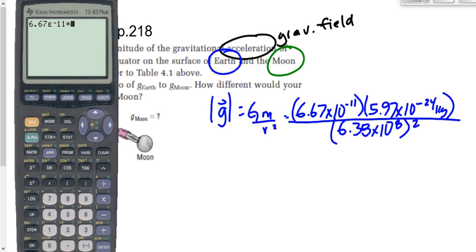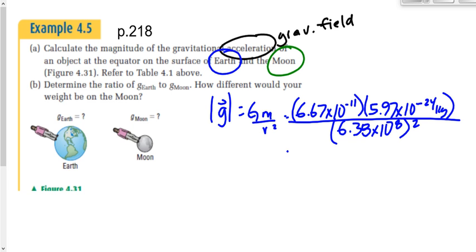6.67 times 10 to the minus 11 times 5.97 times 10 to the 24, divided by, let's do some brackets here, 6.38 times 10 to the 6, and we square that. We get 9.78. Does that seem reasonable? Sure. That's pretty close to 9.81, right? We're going to call it newtons per kilogram. But if you wrote it as meters per second squared, that would be okay as well.